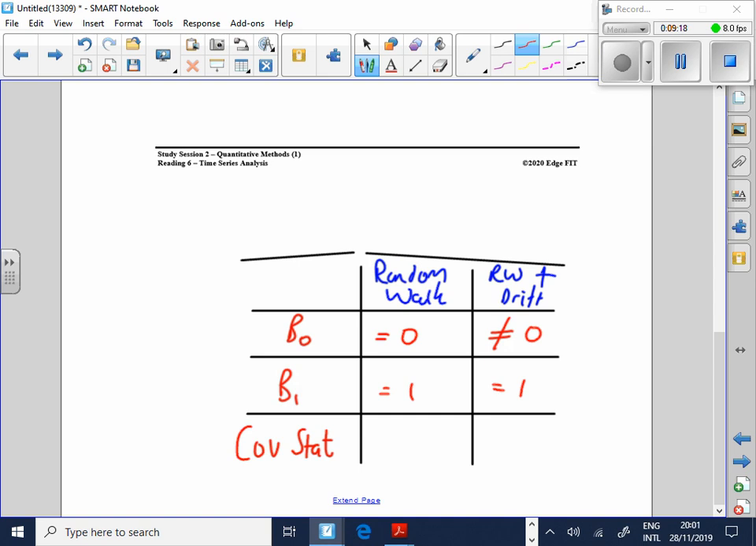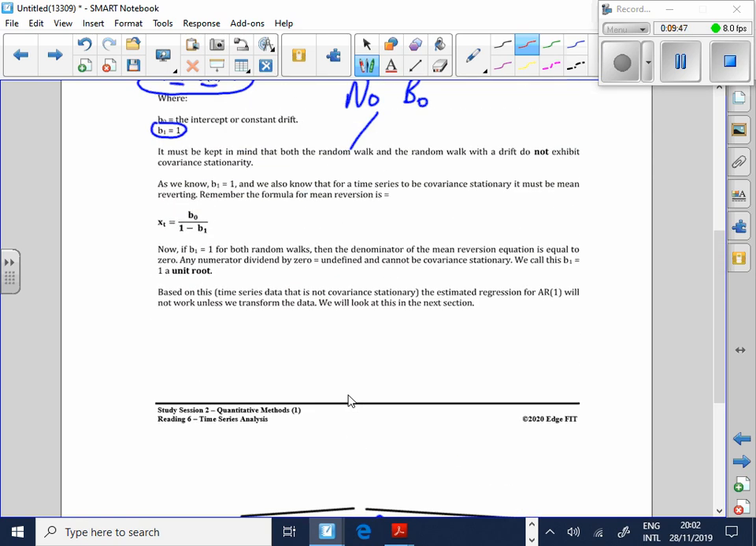Covariant stationary: no, and no. If it's not covariant stationary, I'm unhappy because it starts to compromise what we want. Remember, what are the two things that I want to use time series or AR models? I want covariant stationarity and I want no auto or serial correlation. Anyone comfortable thus far? It seems quite crazy, but let's keep it as simple as we can.